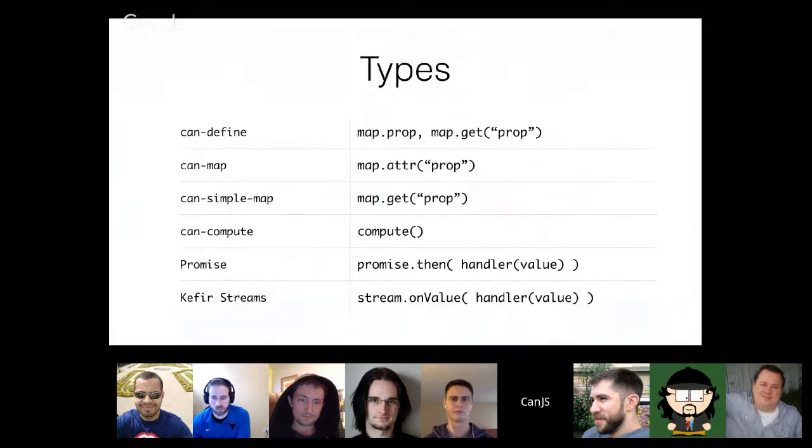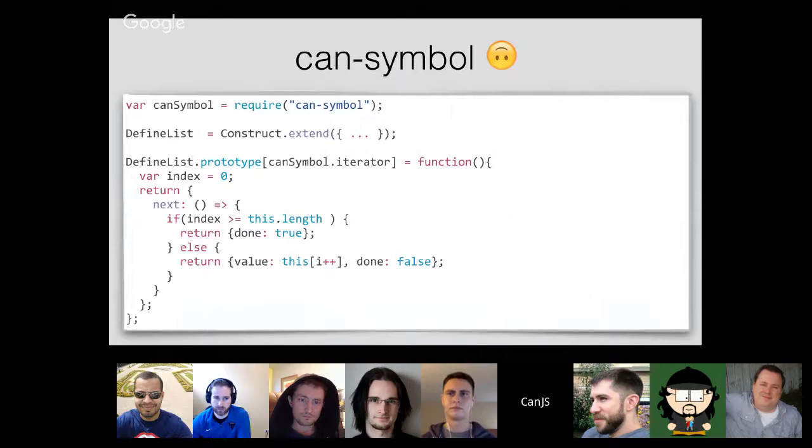But with 3.0, we're starting to get a lot of other types. There's can-define and its maps. There's can-map, simple-map, computes, promises, streams, and probably will be a whole bunch more and different varieties of these things. So we need to be able to integrate with those types. Our computes need to be able to integrate with them. Our templates need to be able to integrate with them.